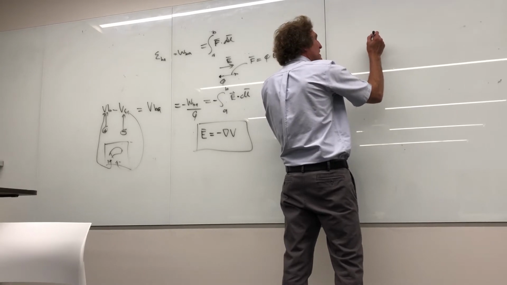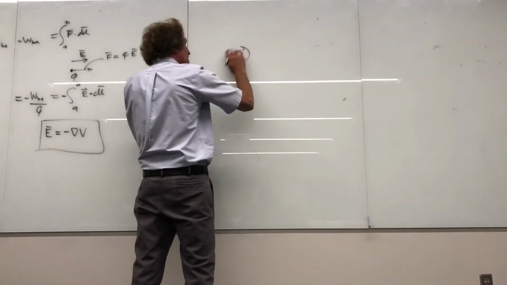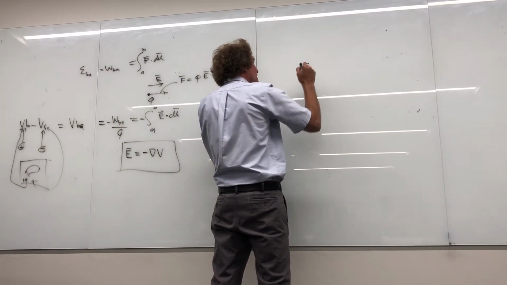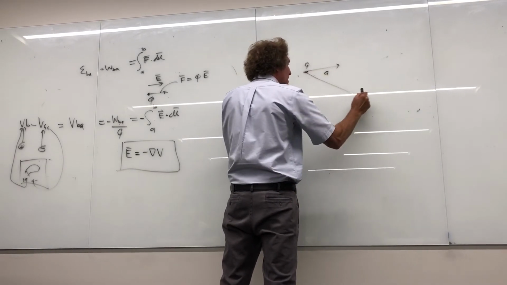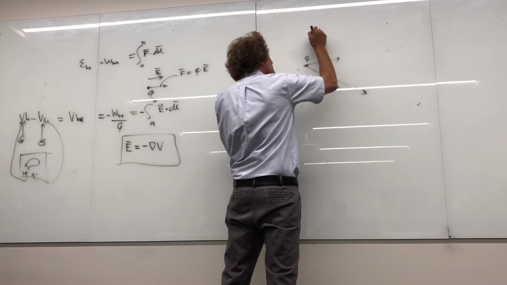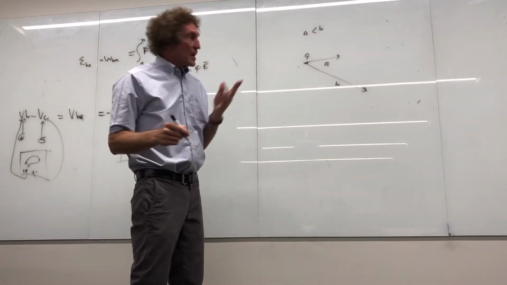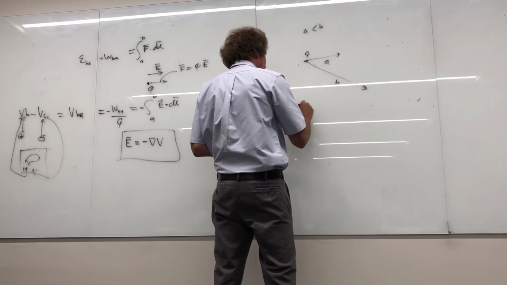So first, let's calculate the voltage for a very common distribution. Let's say I just have a point charge here, Q. And I have a radius A and a radius B. Here, B is assumed greater than A. And I want to calculate VBA, and I want to know what it is.